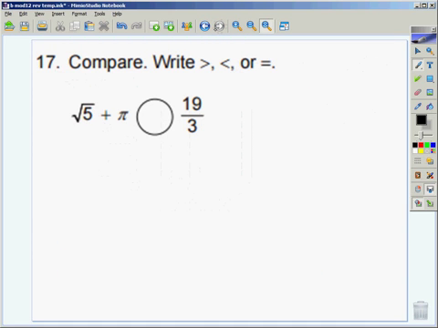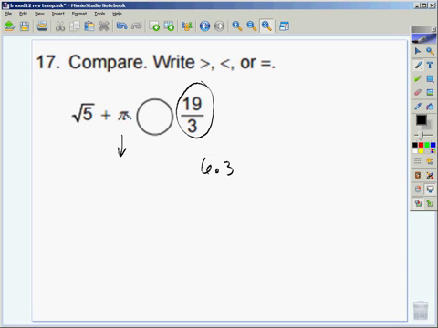Number 17. And again, I know that you could put this in a calculator, but I want to talk about the other way to do it. Because we talked about estimating this before. This one everybody should kind of know. 3 goes into 19 how many times? 6. And there'd be 1 left over. So this is 6.3, actually 6.3 repeating if you divided it out.